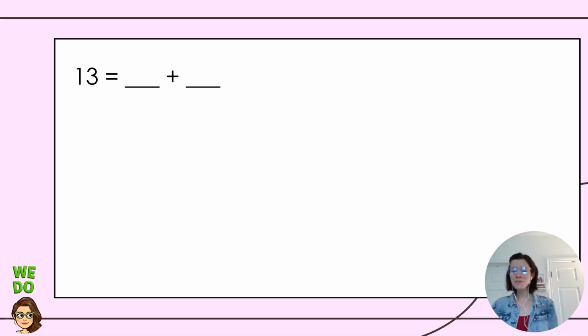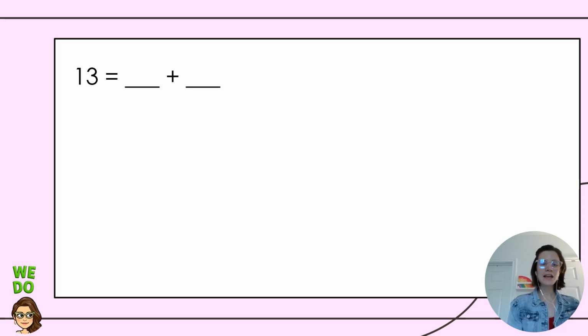All right, guys, now for the fun part. We get to practice together. What I would love for you to do is on your board, write 13 equals blank plus blank. Okay. You can pause this recording, have that written, and press play when you're ready for the next step. This is We Do time, so make sure that you're working with me, not ahead. We're doing this together.